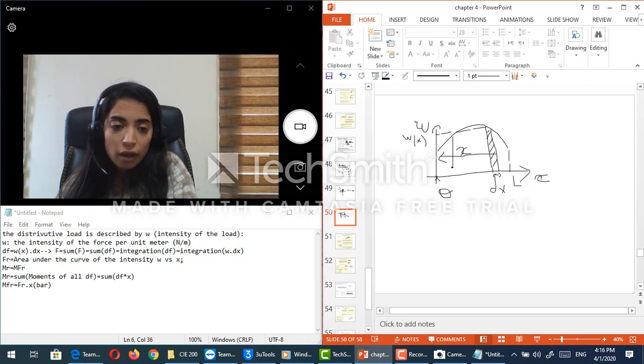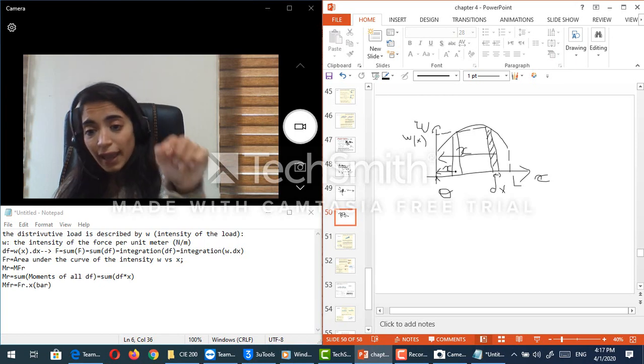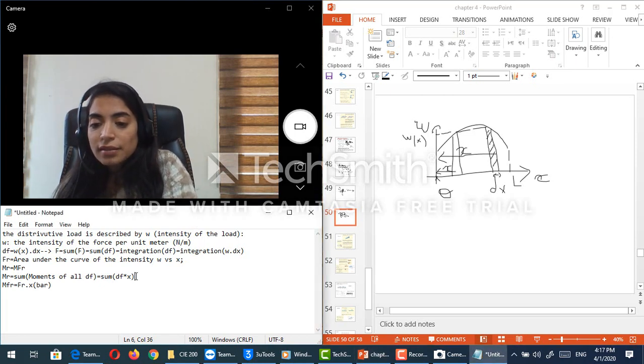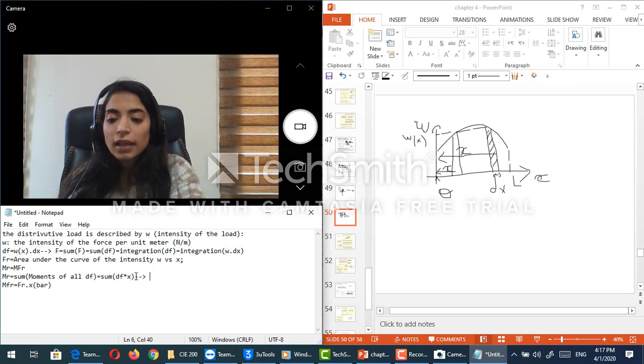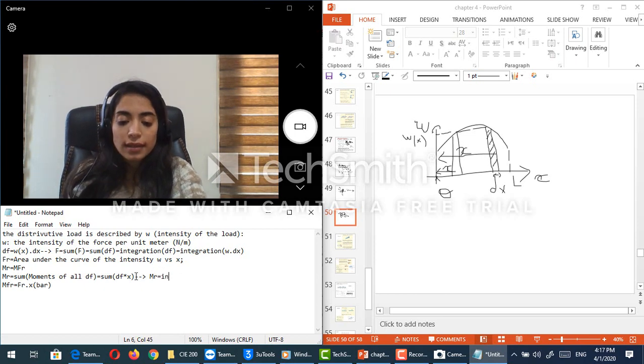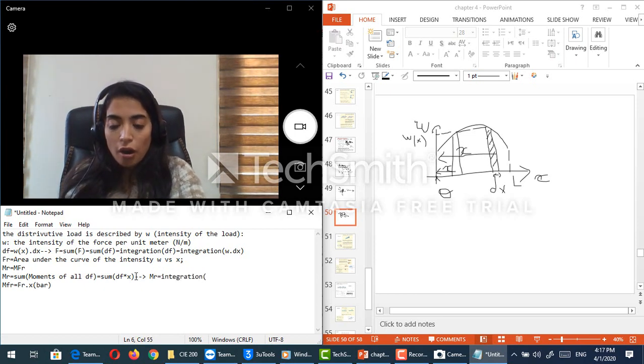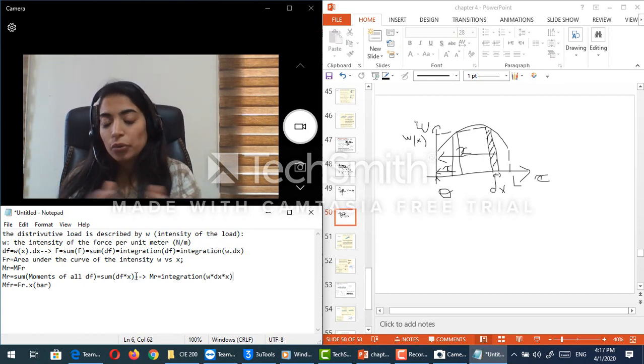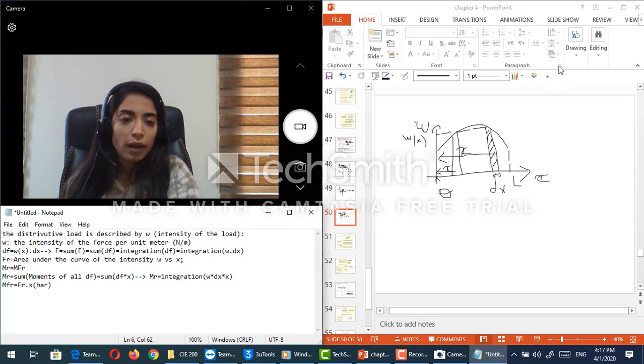Because in fact, I can take another dF. So this is another dF here, which is also equal to omega dx. Now the x here is the small x here. So it is the position of dF. Okay? Which means, guys, since M resultant is equal to the sum of dF times x, this means that M resultant is equal to the integration of dF times x. What is dF? It is omega dx times x.